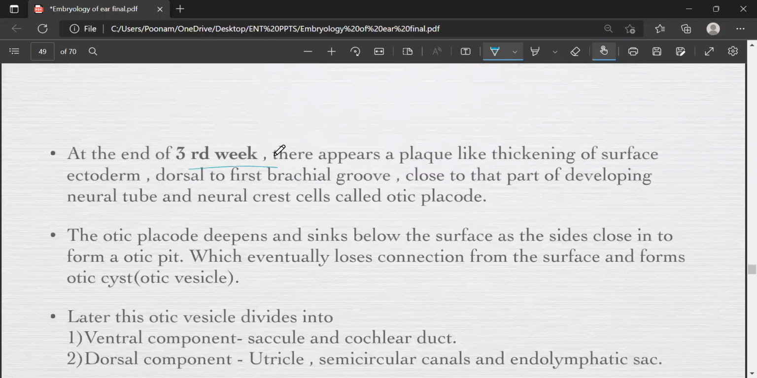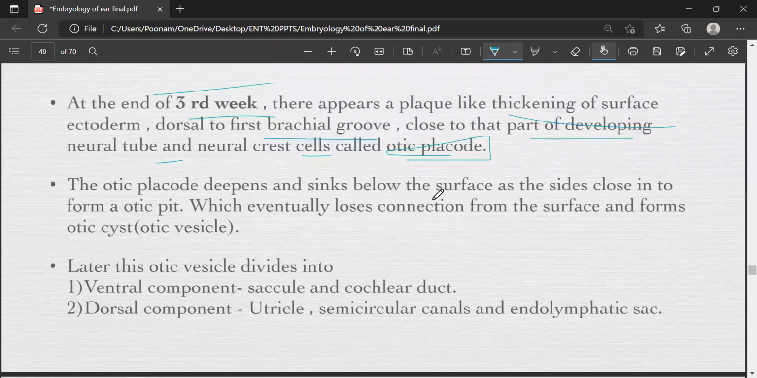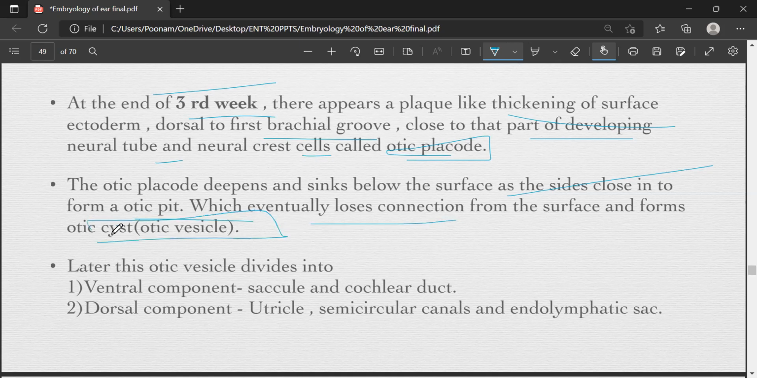At the end of the third week, there appears a plaque-like thickening of the surface ectoderm, dorsal to the first branchial groove, close to the part of the developing neural tube and neural crest. This is called the otic placode. Point to remember. The otic placode deepens and sinks below the surface as the sides close in to form an otic pit, which eventually loses connection from the surface and forms the otic cyst. Later, this otic vesicle divides into a ventral component and a dorsal component.